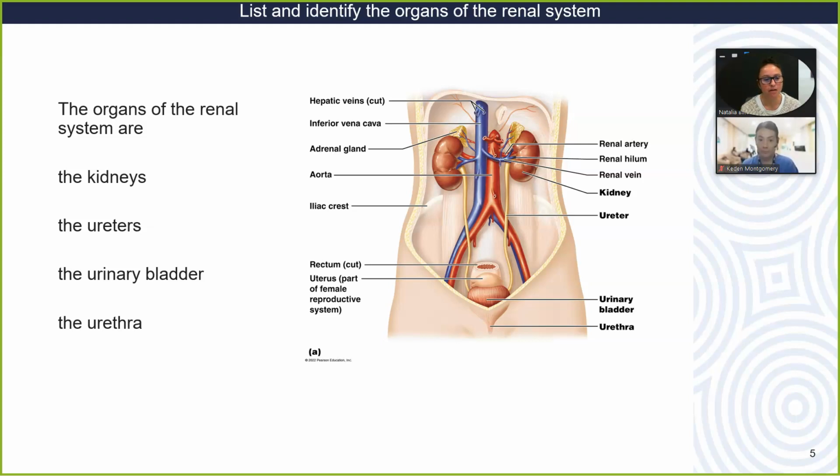All right, so we're going to look at the renal system. These are the organs of the renal system. And as you can see, 2 kidneys, 2 ureters, 1 bladder, and 1 urethra. So 2, 2, 1, 1. And what sits up the top of the kidney like a hat? The adrenal gland. Yeah?